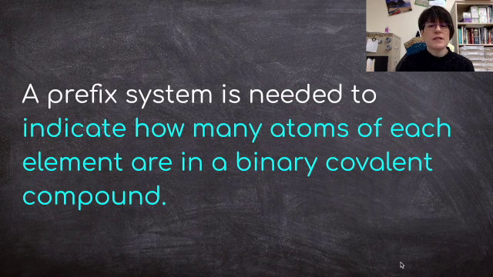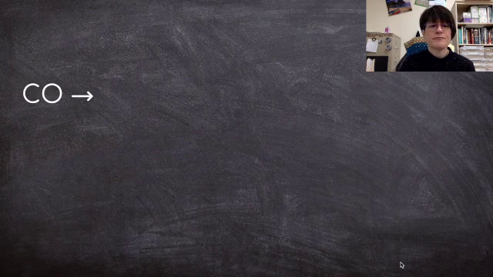A prefix system is needed to indicate how many atoms of each element are in a binary covalent compound. This is because they have multiple oxidation numbers, and so they can combine in many more different ways, and we have to keep track of that. So let's practice by naming a few things.